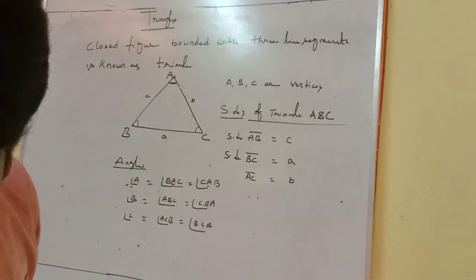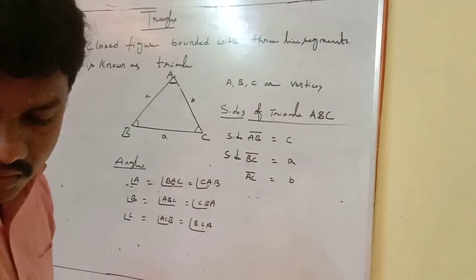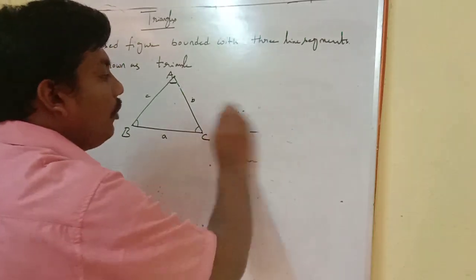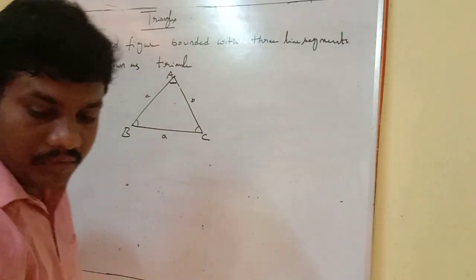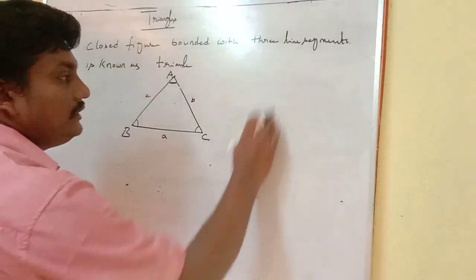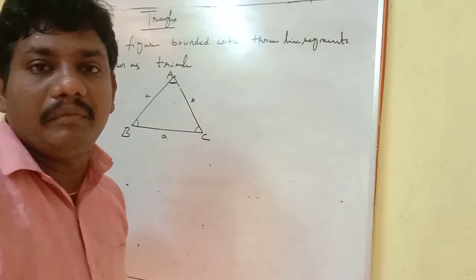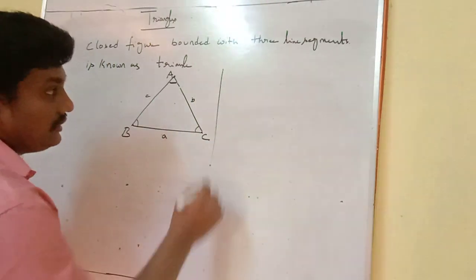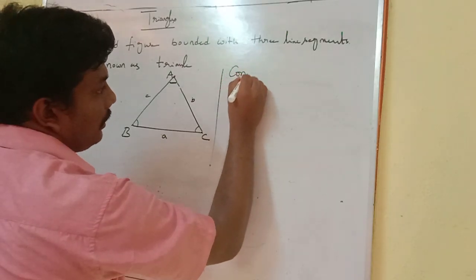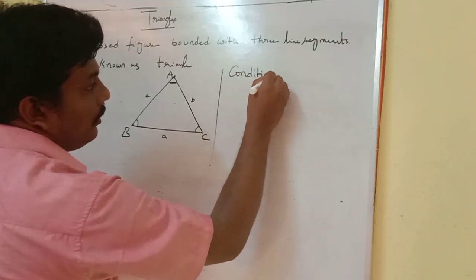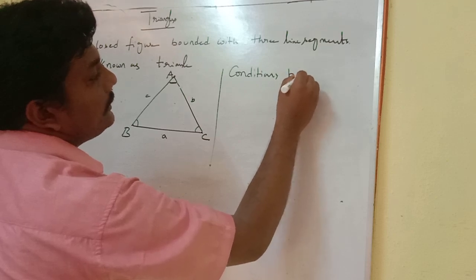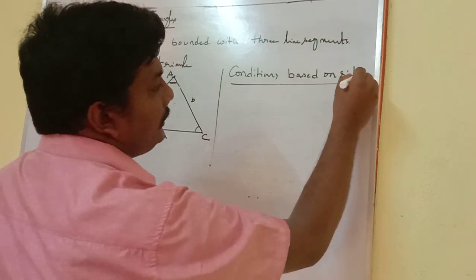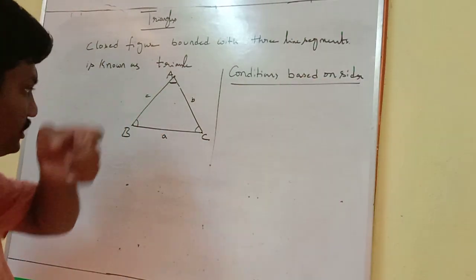Now we are going to another topic: conditions of the triangle. What are the conditions when the triangle is formed? Based on the sides we have some conditions, and based on the angles also we have some conditions. Coming to the conditions based on sides, what is the first condition?